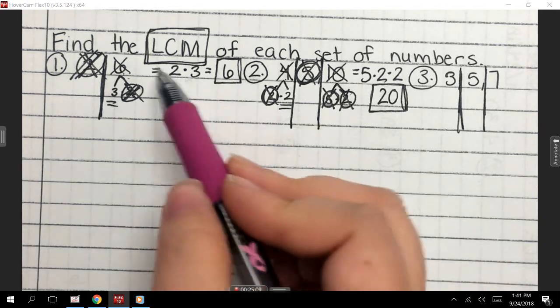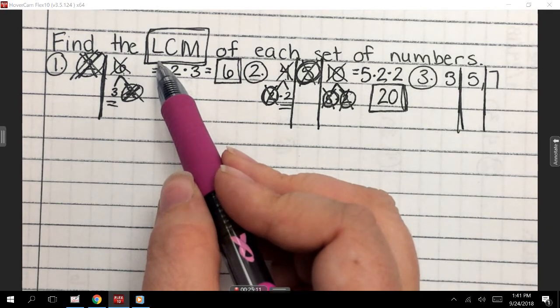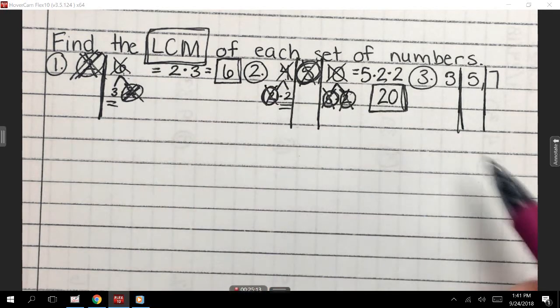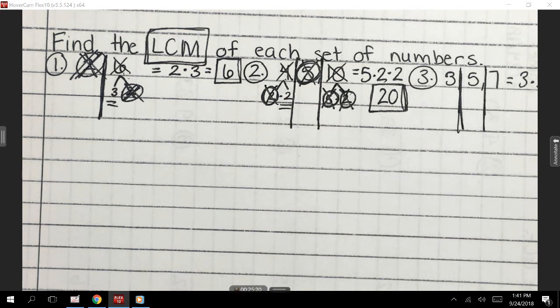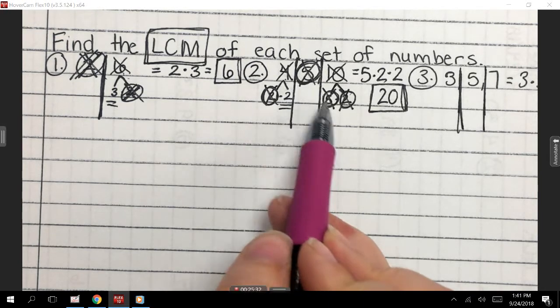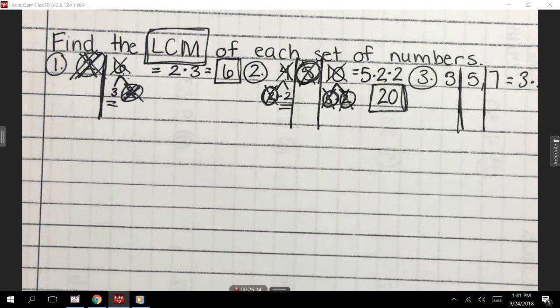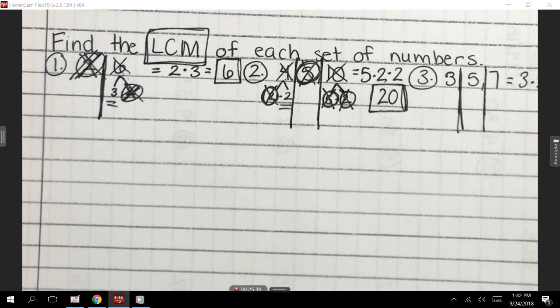Since this is least common multiple, I'm just going to use whatever was left. Well, what was left on this problem? 3, 5, and 7, because I didn't do anything to them, right? So all that was left was to use 3, 5, and 7. All right, Addison? I was wondering why do I put 1? Because they matched. Since they're already there together, I only use it once. Okay, good question.